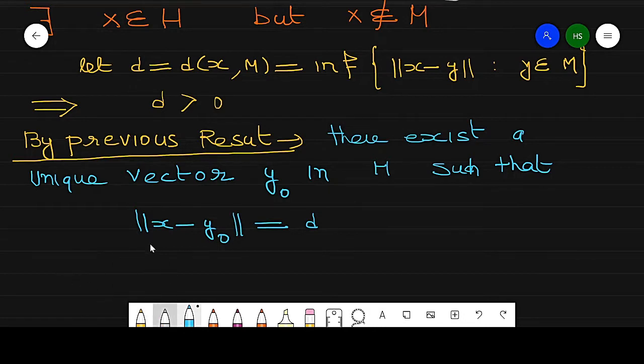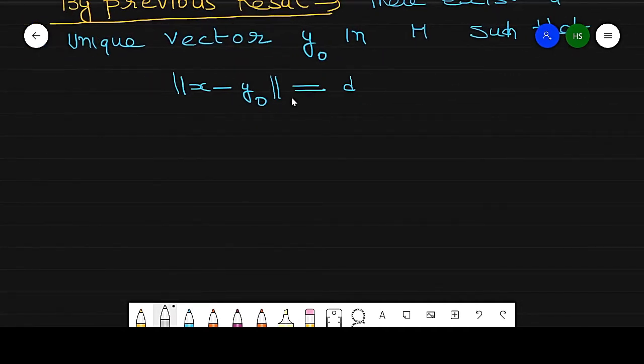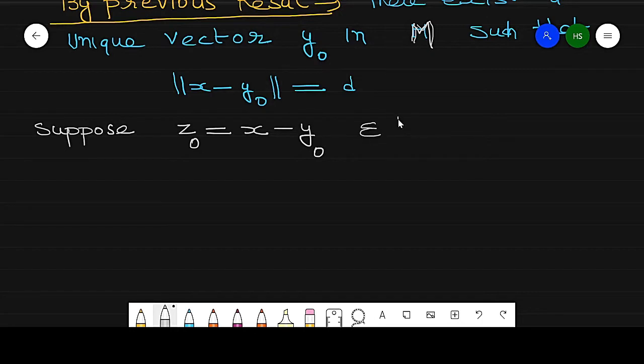Now suppose we name this vector as z naught. Suppose z naught is equal to x minus y naught, where y naught is an element of M such that norm of x minus y naught equals d. Now y naught is a member of M, so it is a member of H. x is also a member of H. H is a subspace, so clearly z naught belongs to H.